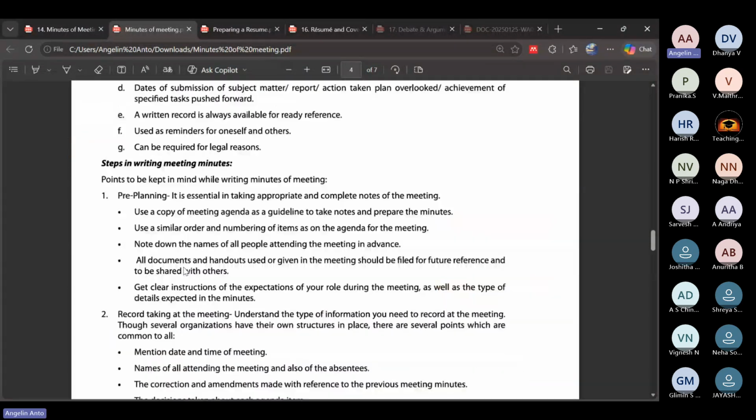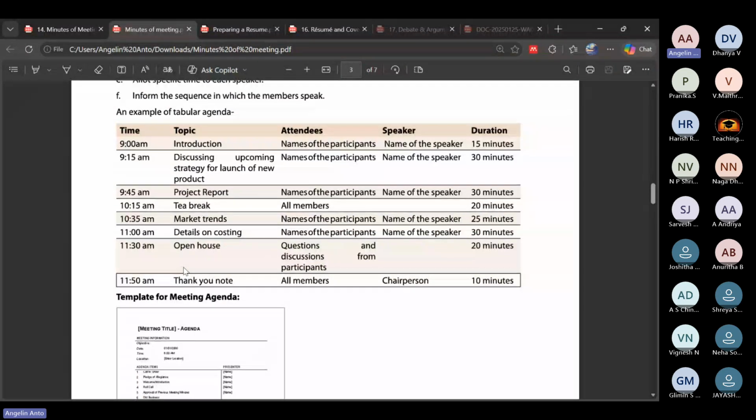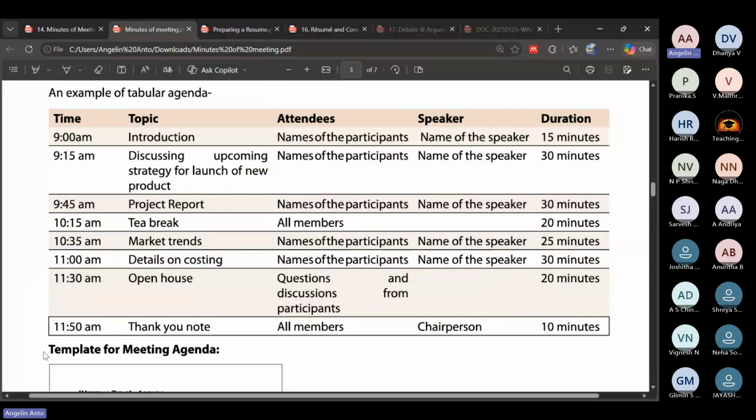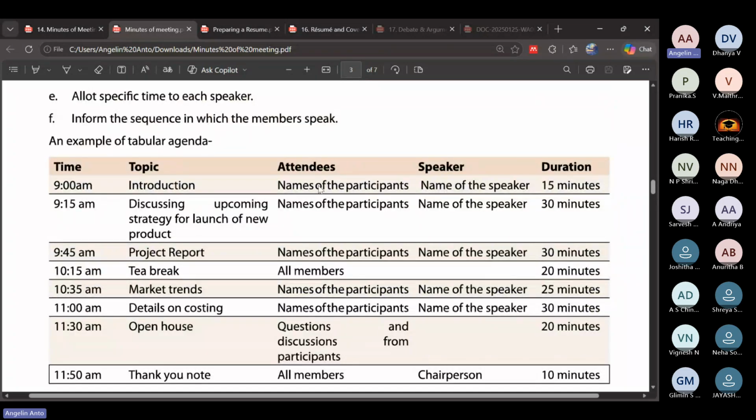Now, another thing which they might ask us to add is something called a tabular agenda, which is essentially a tabular form of whatever we did. So you can talk about the time down to the minute, because this is minutes of the meeting. What was the topic discussed? Who are the people who attended it? If it's just the same people, you can write audience, or other meeting board members, something like that. And then the speaker, whoever talked about this topic, and for how long they talked. This might be asked. Just remember: time, topic, speaker, attendees, and duration.